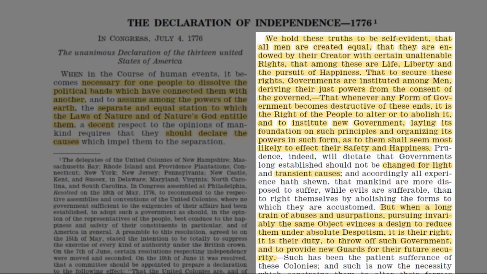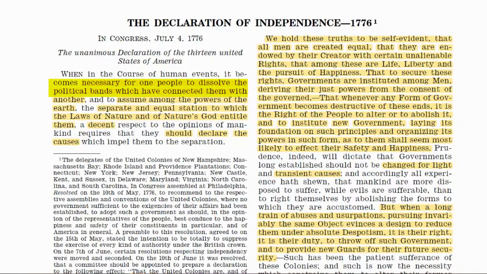that whenever any form of government becomes destructive of these ends, it is the right of the people to alter or to abolish it, and to institute new government, laying its foundation on such principles and organizing its powers in such form as to them shall seem most likely to affect their safety and happiness. Prudence indeed will dictate that governments long established should not be changed for light and transient causes, and accordingly all experience hath shown that mankind are more disposed to suffer while evils are sufferable, than to right themselves by abolishing the forms to which they are accustomed. But when a long train of abuses and usurpations, pursuing invariably the same object, evinces a design to reduce them under absolute despotism, it is their right, it is their duty to throw off such government and to provide new guards for their future security.